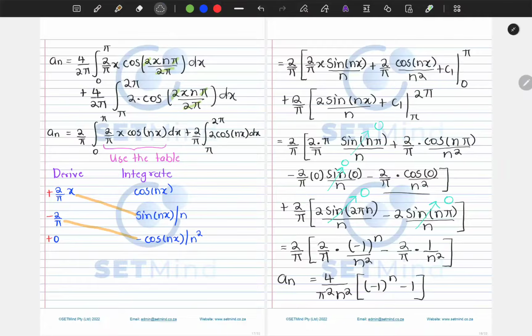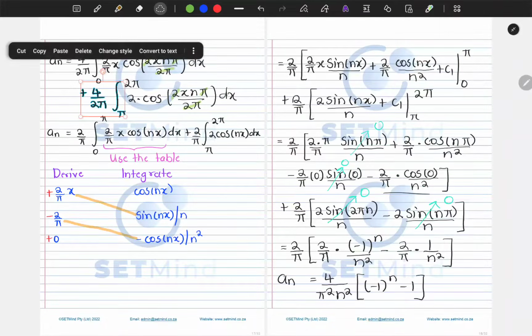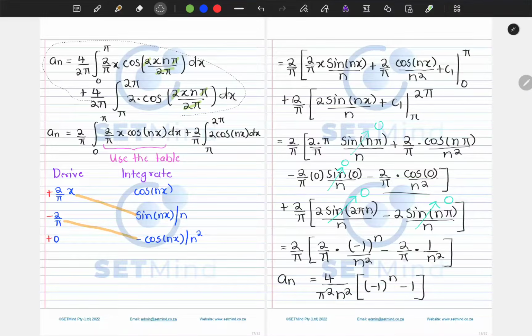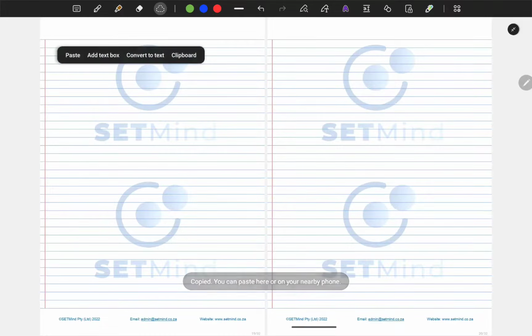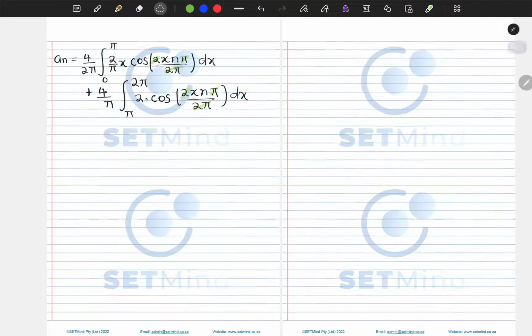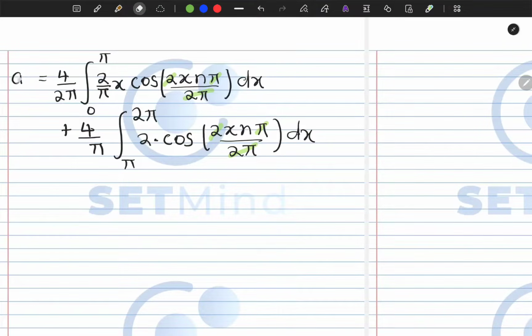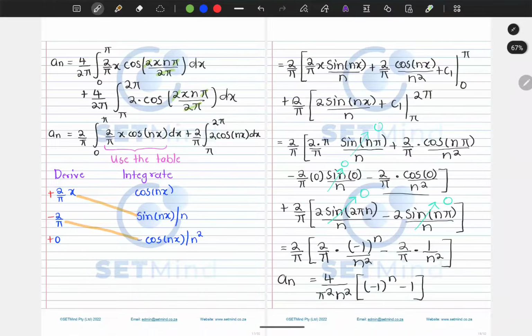So next, let's go and find bn. What I'm going to do is take an and change the cos to a sine. So we're looking for bn now. An we are done with. With bn, the only difference is wherever you see a cos, there's a sine. So let's put our sine, and essentially we do exactly the same calculation. It will cancel and simplify to be about the same thing, and we'll also use the table.